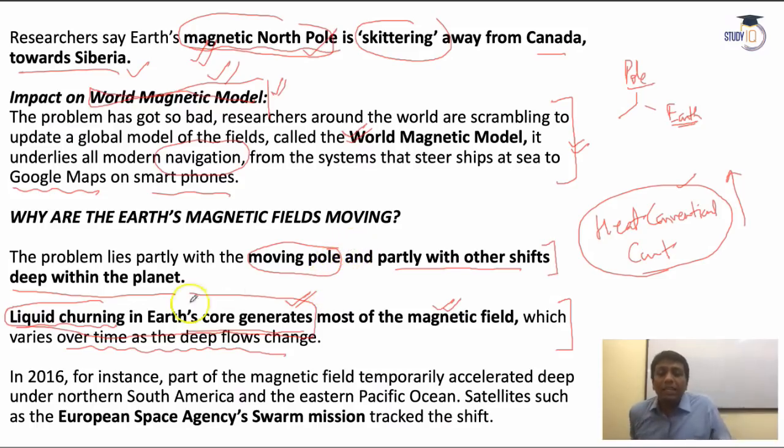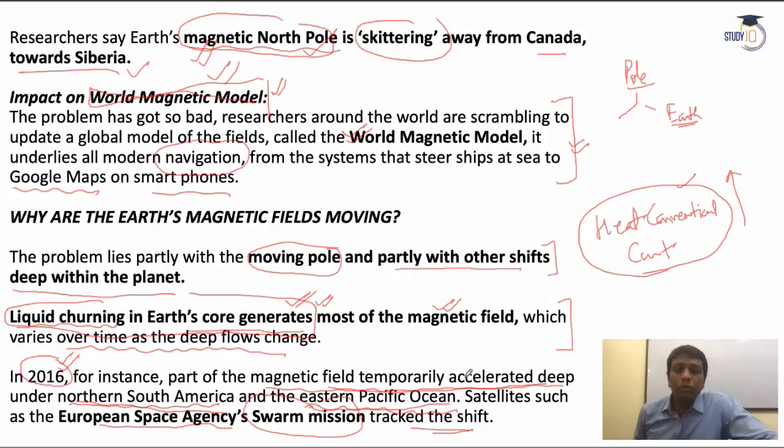Even in 2016 there was some research: part of the magnetic field temporarily accelerated deep under northern South America and the eastern Pacific Ocean. That is the information from 2016, and it gives the reason behind the magnetic field changes. Satellites such as the European Space Agency's Swarm mission even track this shift. The magnetic field is going to shift from one place to another.